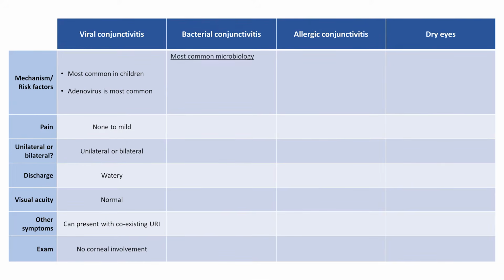The microbiology of bacterial conjunctivitis depends upon the age of the patient. In children, Strep pneumoniae and H. flu are the most common, while in adults, Staph aureus is the most common. Uncommon but important causes of bacterial conjunctivitis, as recently mentioned, include chlamydia and Neisseria gonorrhoeae, which can occur in adults and neonates. Pain in bacterial conjunctivitis is absent to mild.